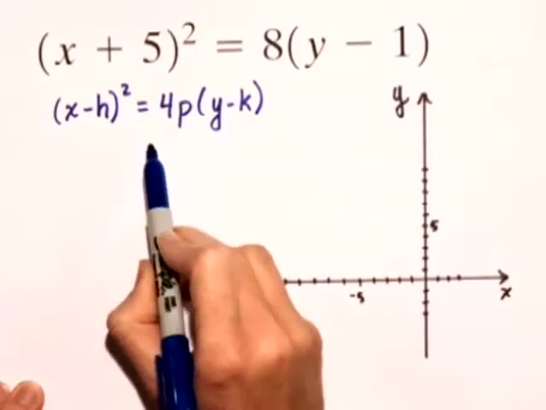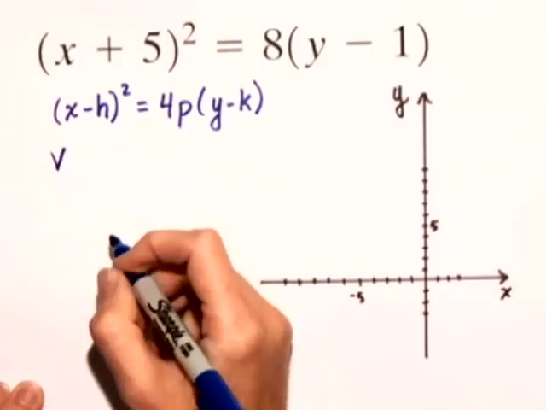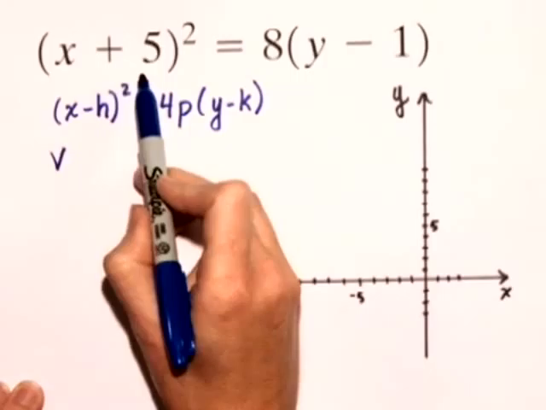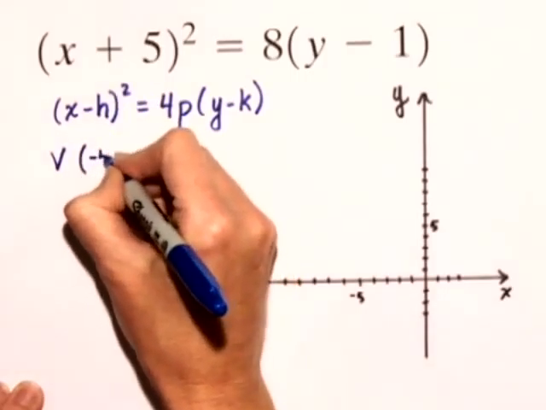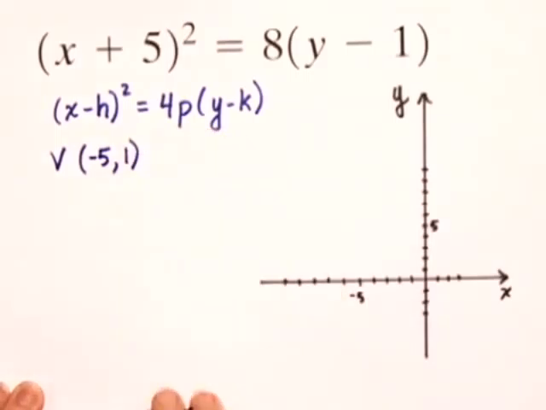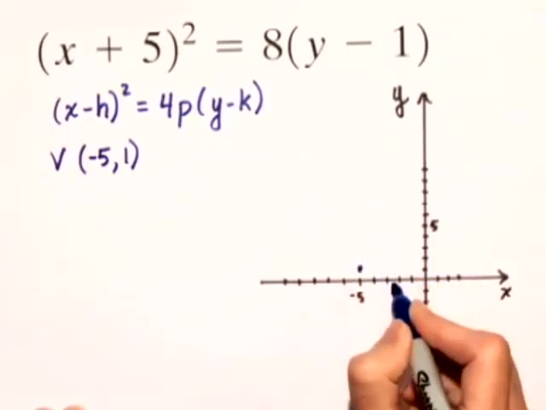So the first thing we want to do is find the vertex. The vertex is located at h comma k. So in our case, h is really negative 5 and k is equal to 1. So our vertex on this parabola is located at negative 5, 1. Let's go ahead and put that on our graph.